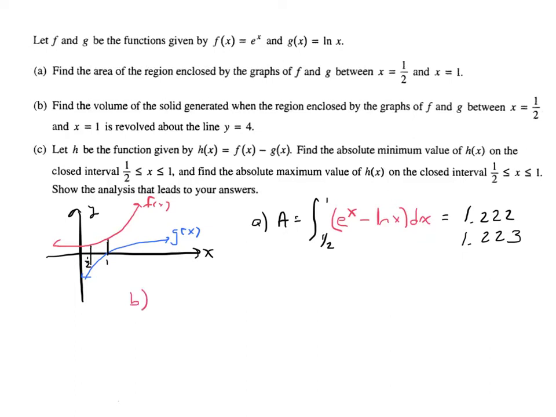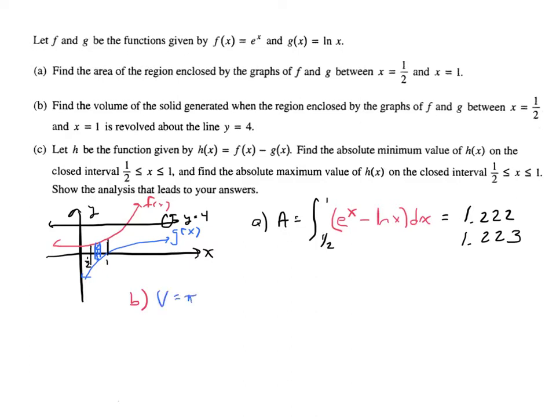Okay, part B. Now we're looking at volume. Still between x equals 1/2 and x equals 1, but we are revolved about the line y equals 4. So y equals 4 would be some horizontal line up here. So we're going around here. I'm going to draw in my rectangle. And it looks like I'm using washers.